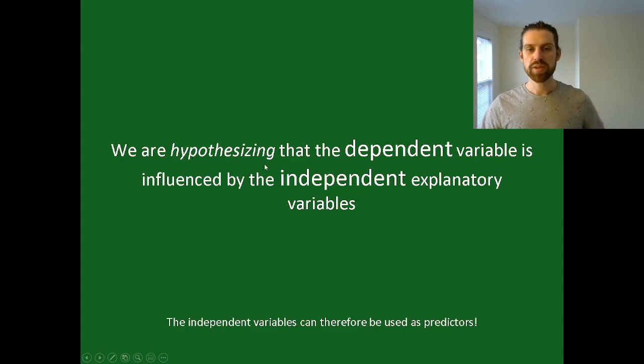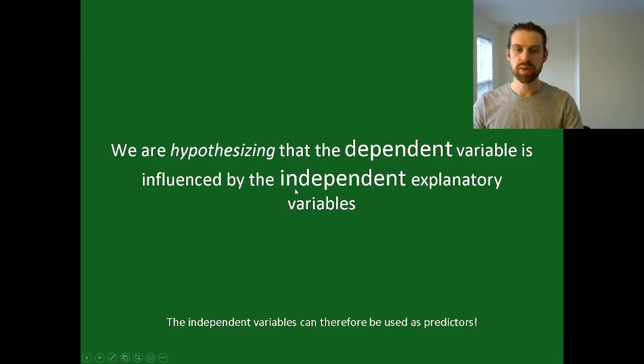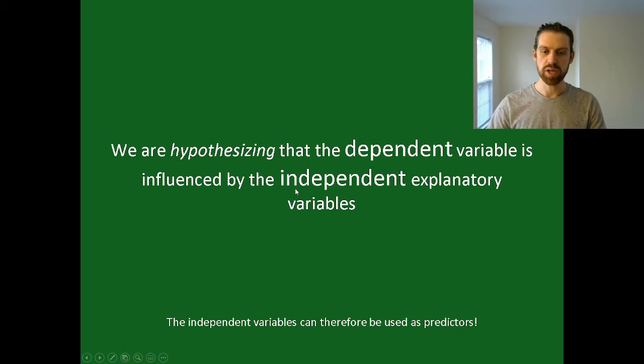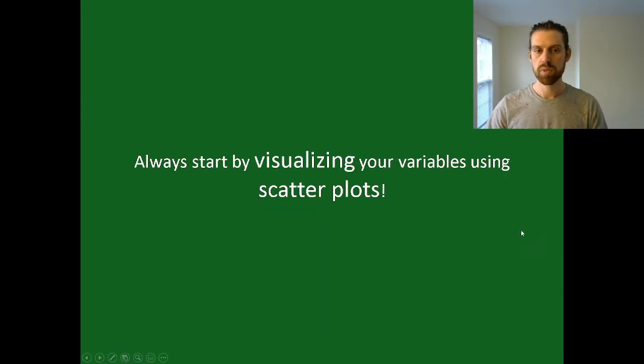So we are hypothesizing that the dependent variable is influenced by the independent explanatory variable, okay? So we're using as predictors these independent variables that sit on the right hand side of the equation. All of the ones that are basically X are the independent variables, and they're trying to explain what's happening in the output variable Y.